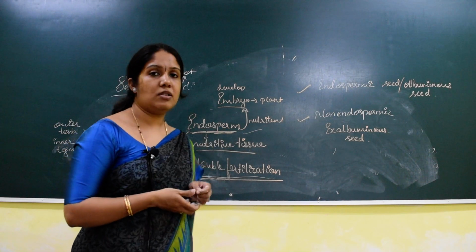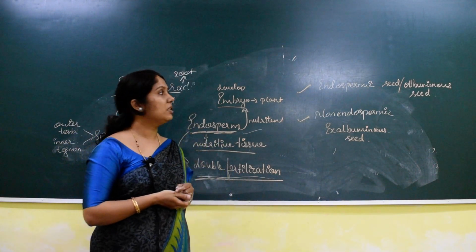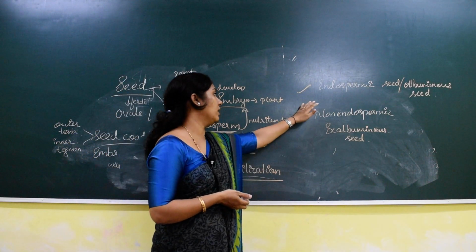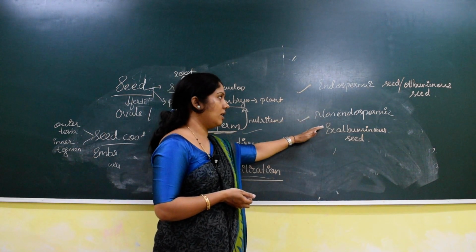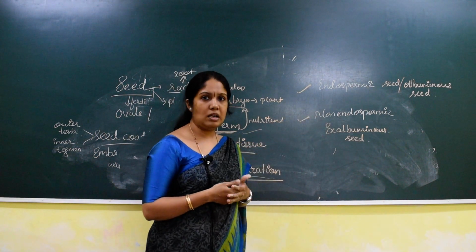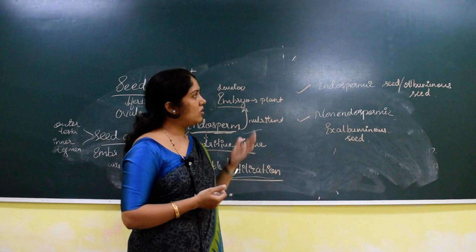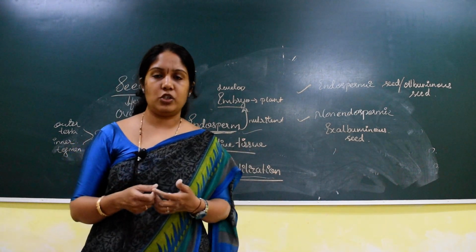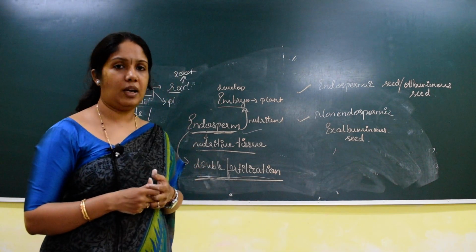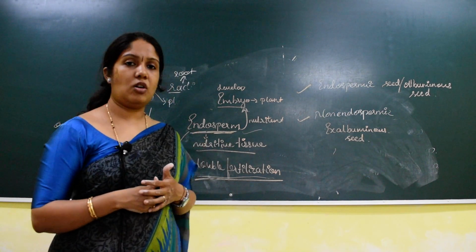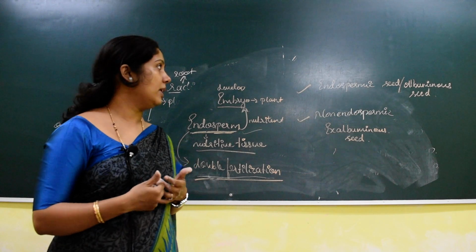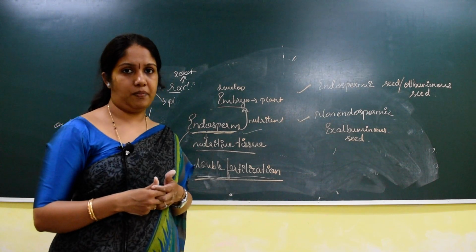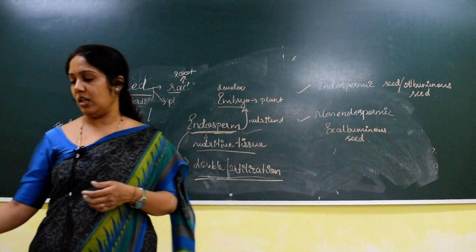Next, based on the presence and absence of endosperm, the seed is classified into two categories: endospermic seed and non-endospermic seed. The endospermic seed is also called albuminous seed, which contains the nutritive tissue that helps the developing embryo. The non-endospermic seed is also called exalbuminous, which lacks the endosperm. Understood? So that is about the seed.